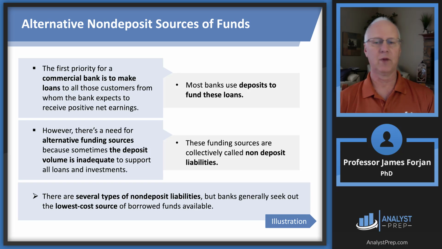Several types, and we'll talk about these, but of course, banks generally seek out the lowest cost source of borrowed funds available. Let me go back to a corporate finance lecture. What's the goal of the business? Maximize shareholder wealth. How do we do that? We find projects that have lots and lots of cash flows, but we also borrow from those groups of investors that are going to charge us the lowest interest rate. So that arrow point down there at the bottom is consistent with everything that we've ever talked about with the goals of a business.